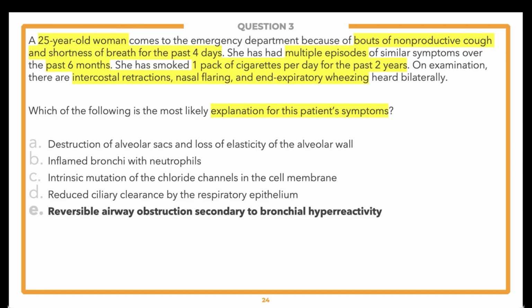And then the last one, inflamed bronchi with neutrophils, that would be an acute bronchitis situation. So self-limited, should get better on its own. If they just have that 4 days situation, maybe you can kind of argue that, but it's been going on off and on for 6 months, and it wouldn't really fit that wheezing kind of nasal flaring picture. You would just get more of cough with inflammation, cough, sputum production, things like that. So unlikely in this situation, but good job, guys. This is a classic asthma question.